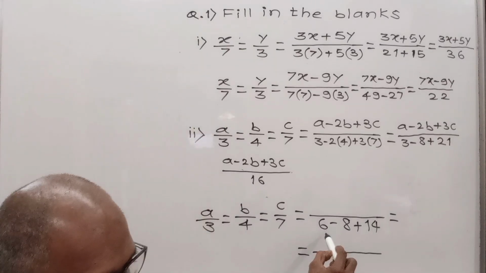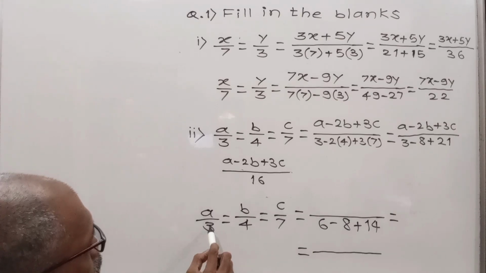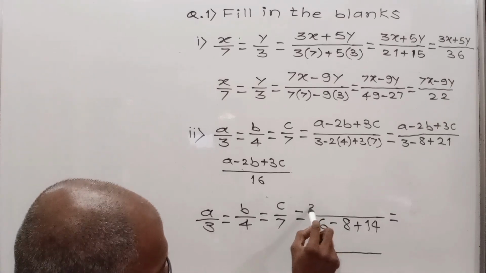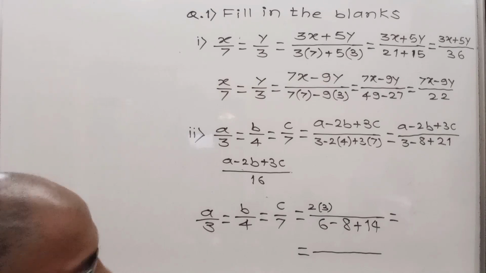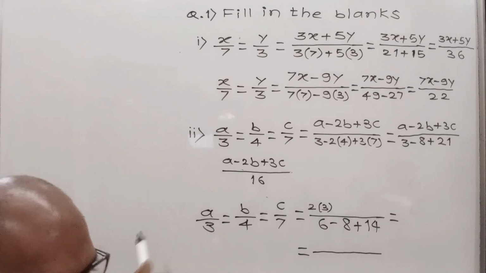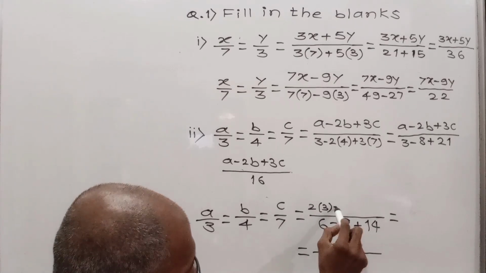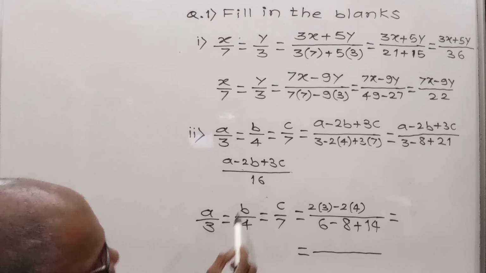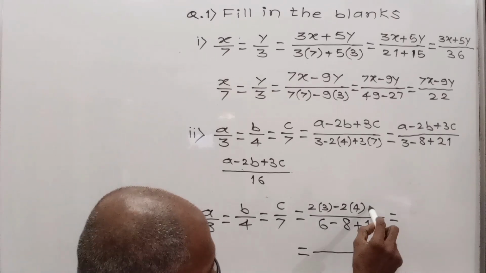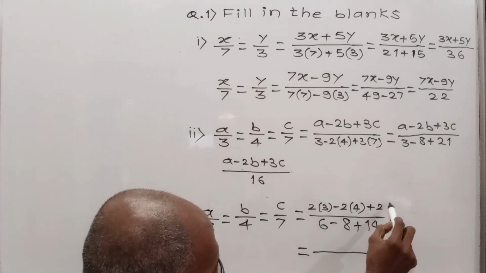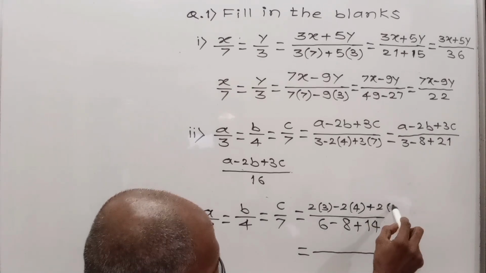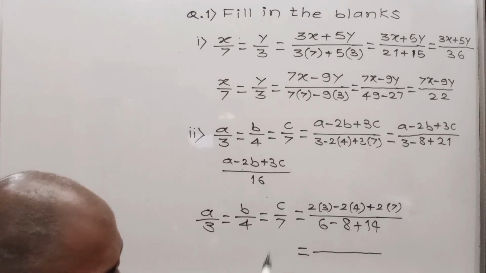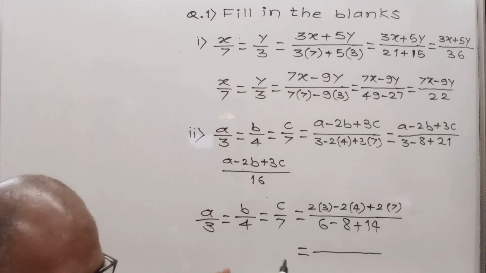Next one, see here carefully. Now here 6 and here 3, so the value of A is 3. Minus 2 into 4, because this 4 is the value of b, plus 2 into 7, because 7 is the value of c. First we write this step.